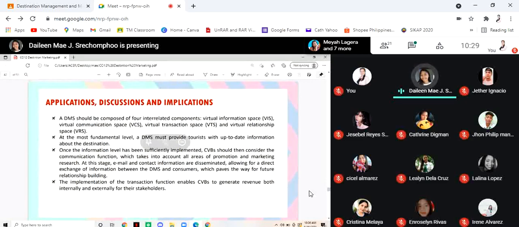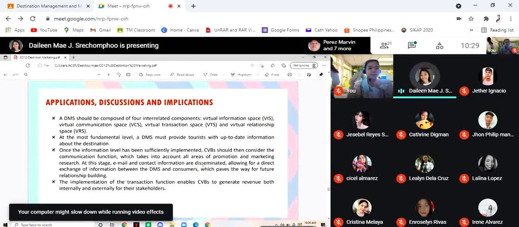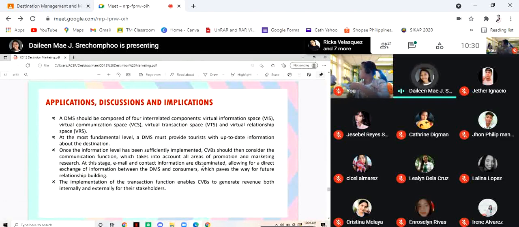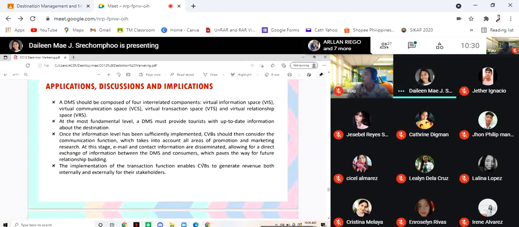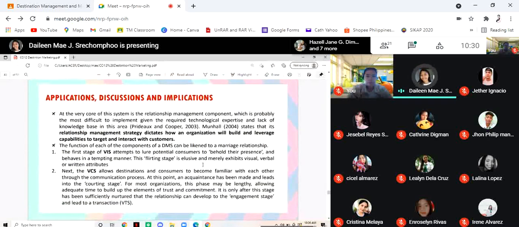At this stage, email and contact information are disseminated, allowing direct exchange of information between the DMS and consumer, which paves the way for future relationship building. The implementation of transaction functions enables CVBs to generate revenue both internally and externally for their stakeholders. So, para lang ma-short yung nauna doon sa mga functions, ito.